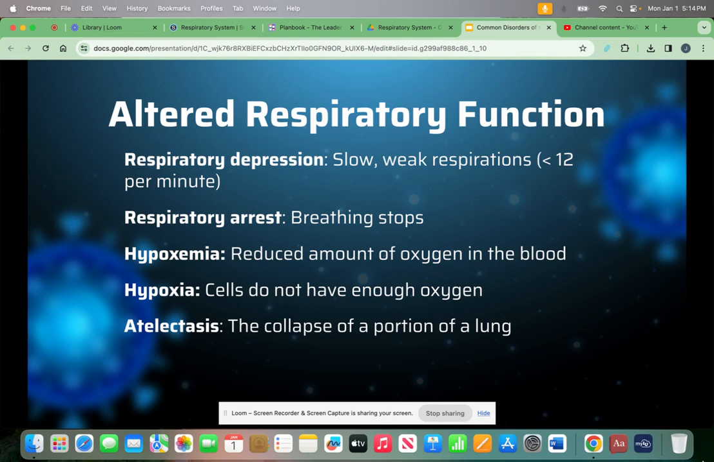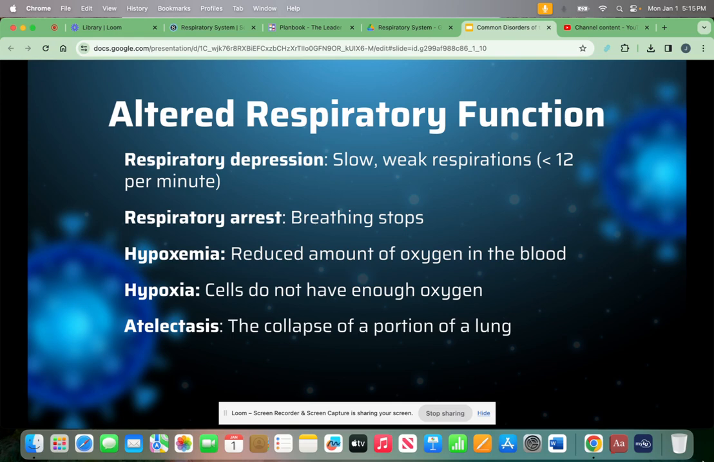Atelectasis is the collapse of a portion of a lung. Atelectasis occurs when mucus collects in the airway. Surgery, bed rest, lung disease, and paralysis are risk factors. Some medications can cause respiratory depression. Drug overdoses can cause respiratory arrest.